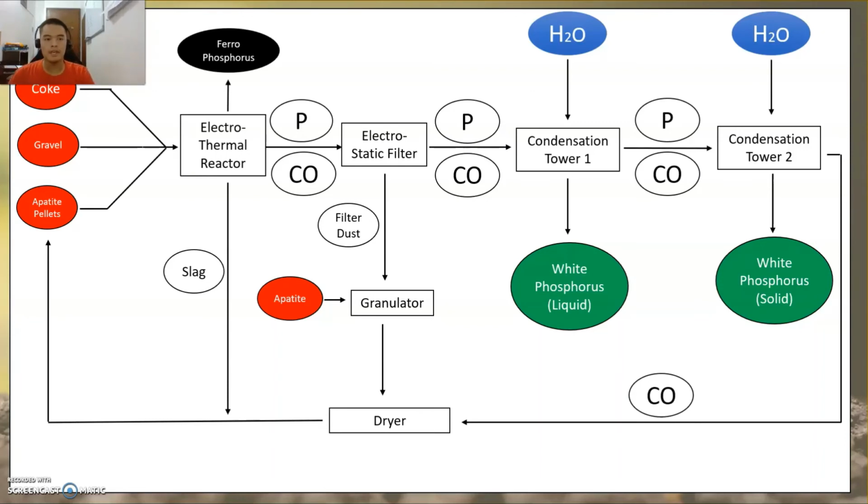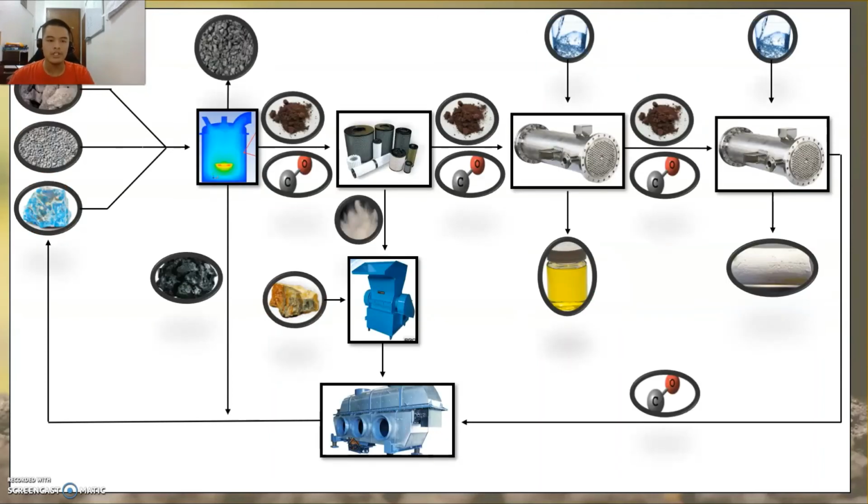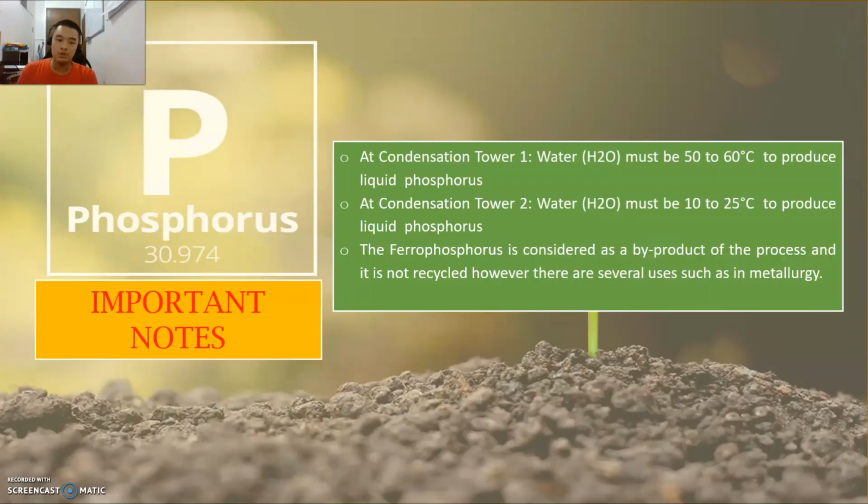And in order to make this very vibrant and also very easy to understand, this is the graphical, or picture, representation of the process diagram itself. Instead of having labels or words, we'll just use pictures so that we'll get even greater information at first glance. And some important notes: at condensation tower 1, the water must be at 50 to 60 degrees Celsius to produce liquid phosphorus.